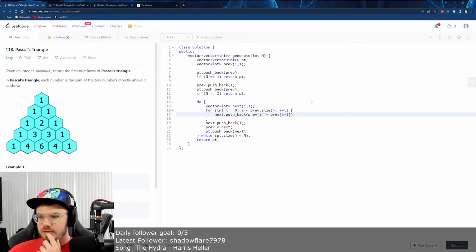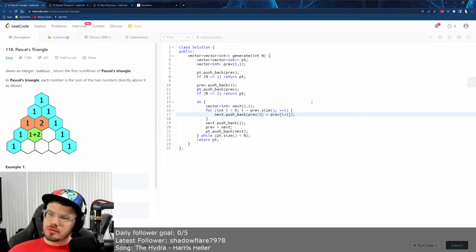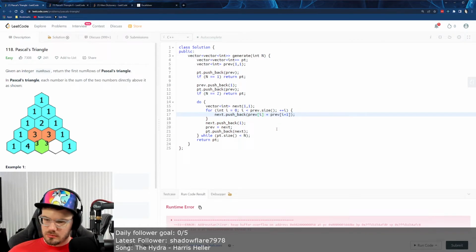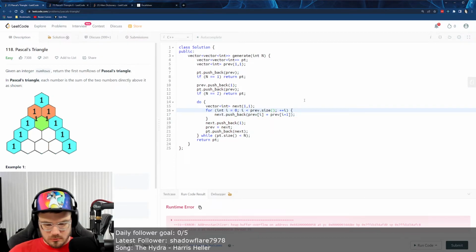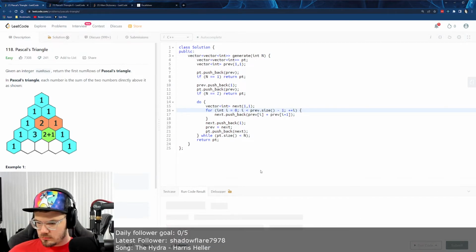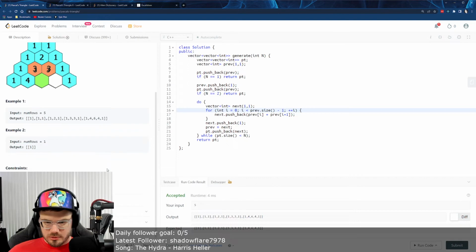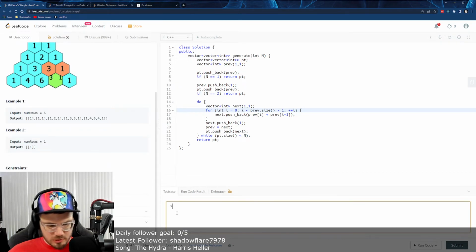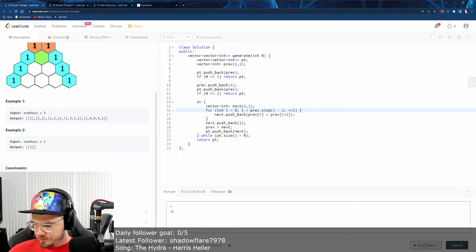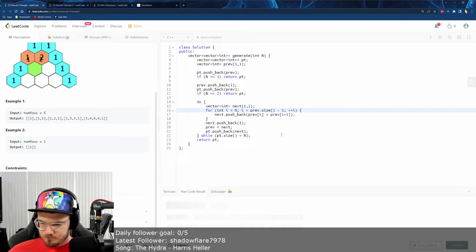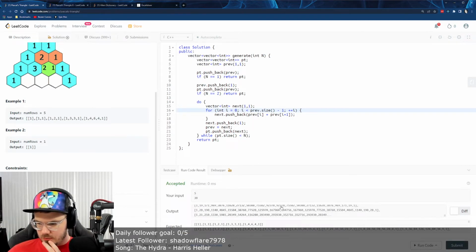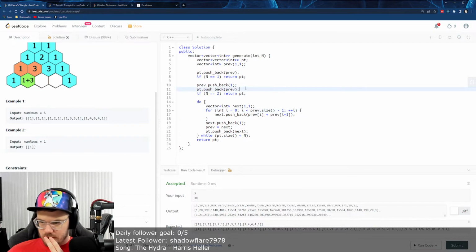Oh no, because prev. Wait, no, it's right. Is that right? Okay, that looks good for 5. Let's try the largest test case, 30. Okay, yeah, we got it right. So this is how you can do it.